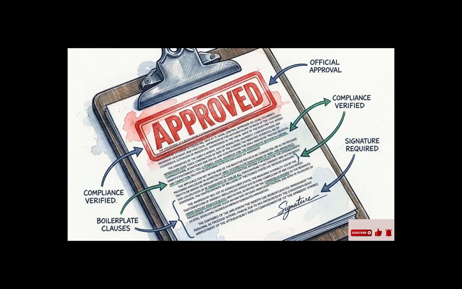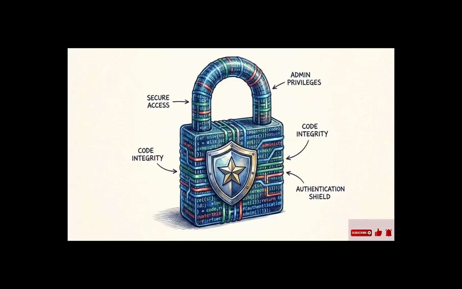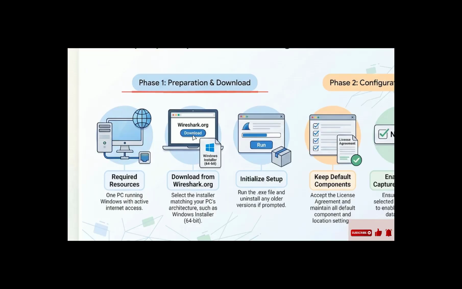Before initiating the download, verify your academic or corporate software policy. On any shared local network, a packet sniffer can intercept broadcast data traveling to and from other people's machines. In an IT environment, network visibility is a privilege granted by administrators, which makes securing authorization your absolute first step. The first phase of our guide requires acquiring the correct software architecture.